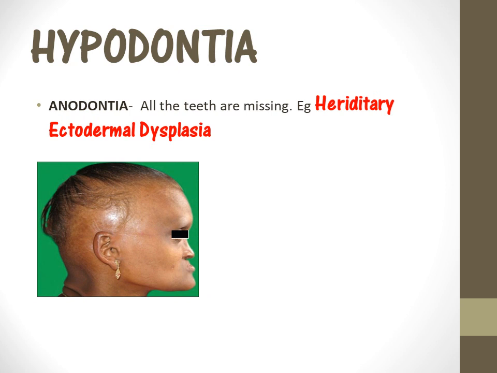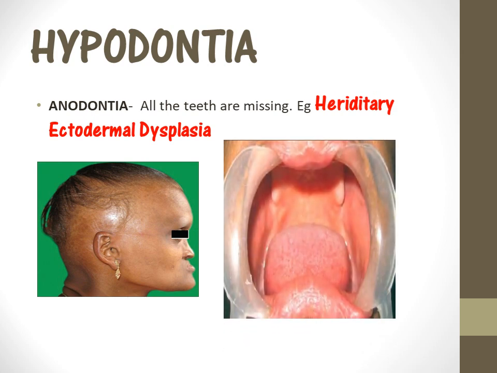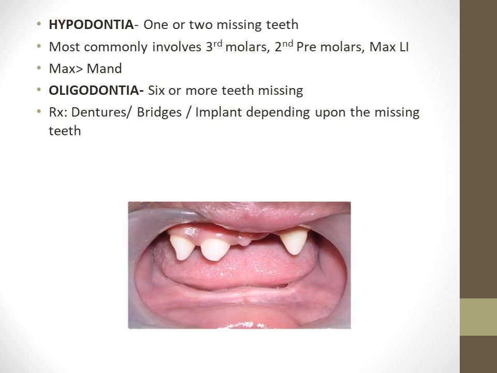This is a classic picture of hereditary ectodermal dysplasia where hair is sparse, skin is very dry and lifeless, there is maxillary retrognathism and mandibular prognathism, the patient tends to look old, and there is complete anodontia, which means complete absence of teeth. Next, hypodontia: one or two missing teeth.